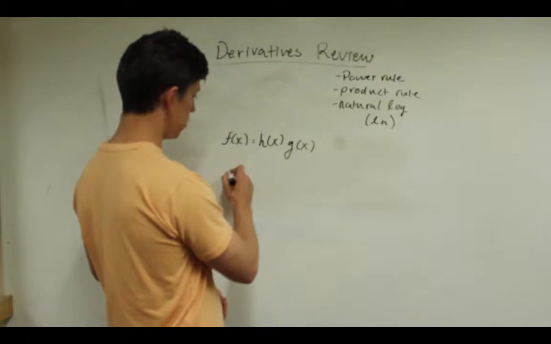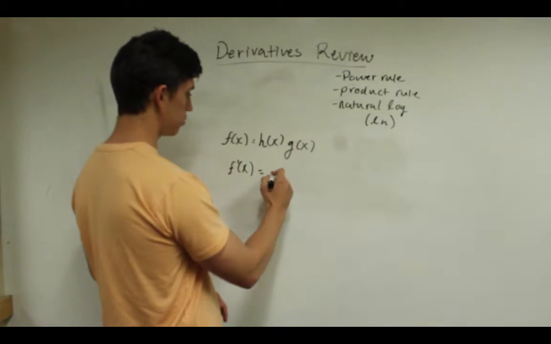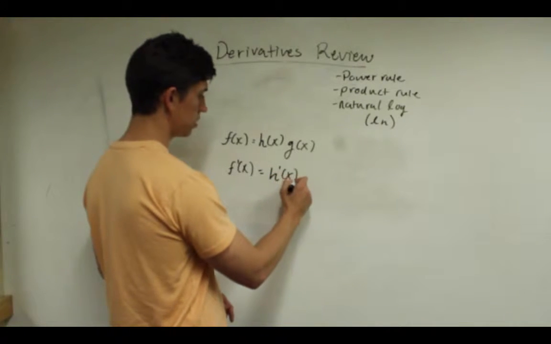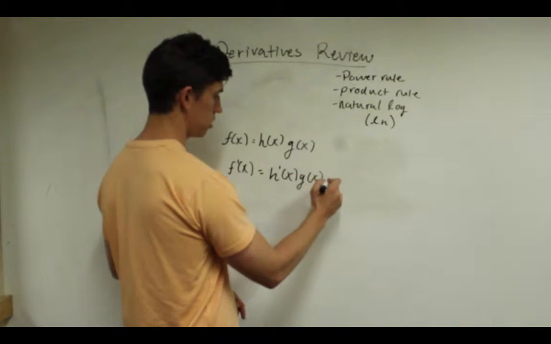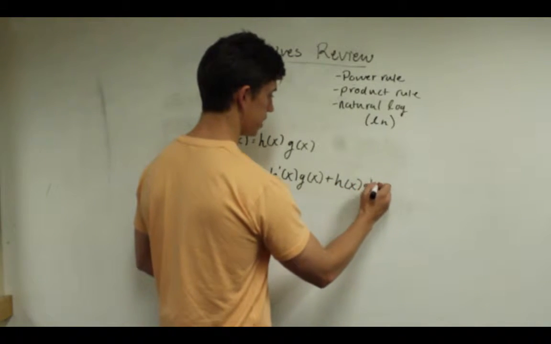Well then, the power rule, or the product rule rather, says that f prime of x, the derivative of this, is equal to h prime of x times g of x, plus h of x times g prime of x.